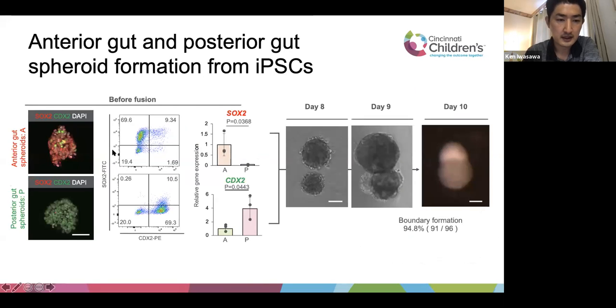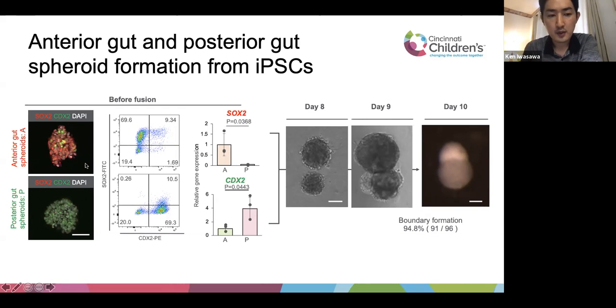And this is what the cells look like in real images. So these anterior gut spheroids were produced, and they have SOX2 marked by red in this image here, and also with gene expressions and cell surface marker expressions. And on the posterior gut, you have CDX2, which is marked by green, and also showed in similar analysis.